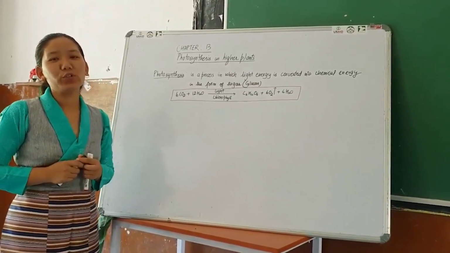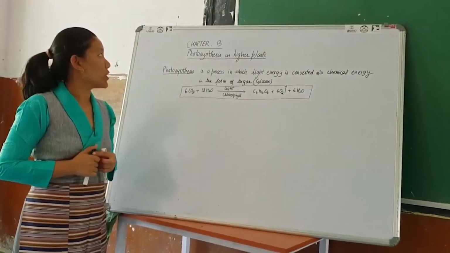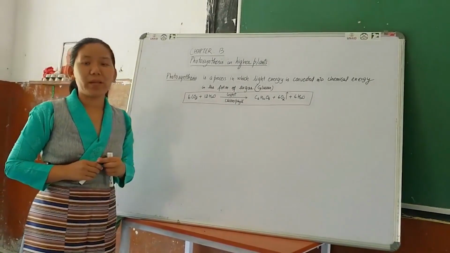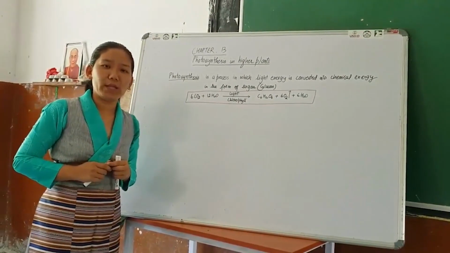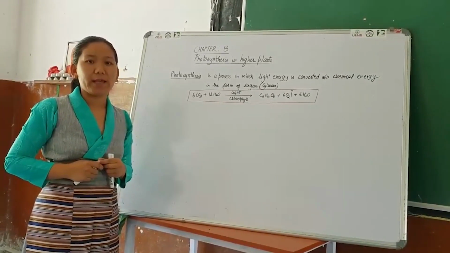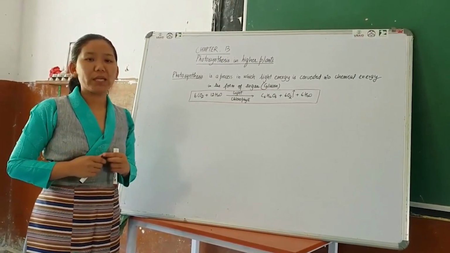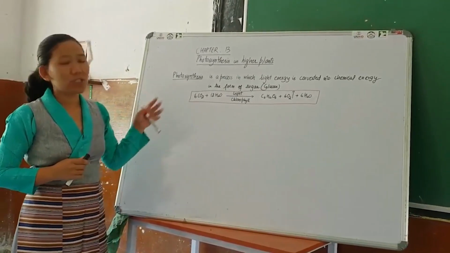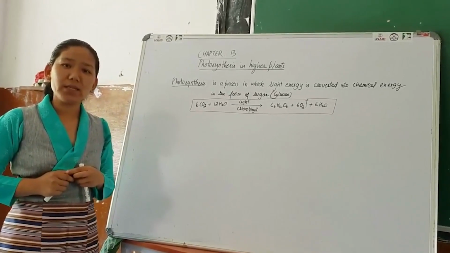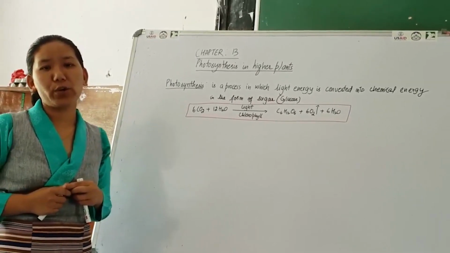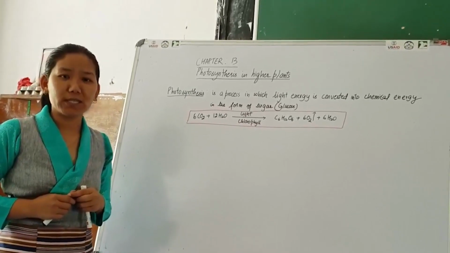Today we are going to discuss a topic from chapter number 13, photosynthesis in higher plants. As we all know, all living organisms need food for their survival, and the source of food mainly comes from the green plants. These green plants are able to obtain their own food by undergoing a process called photosynthesis.